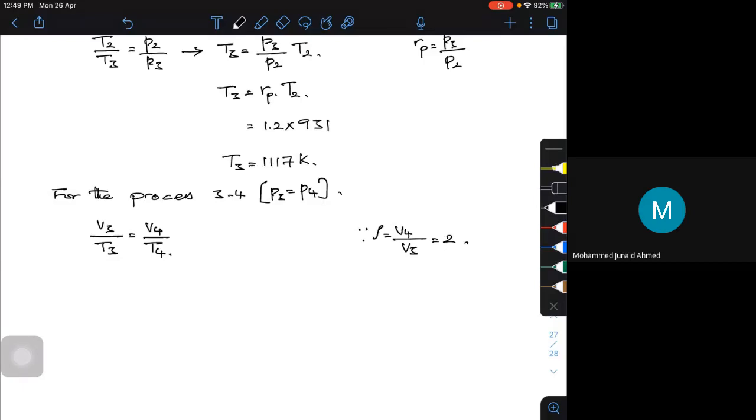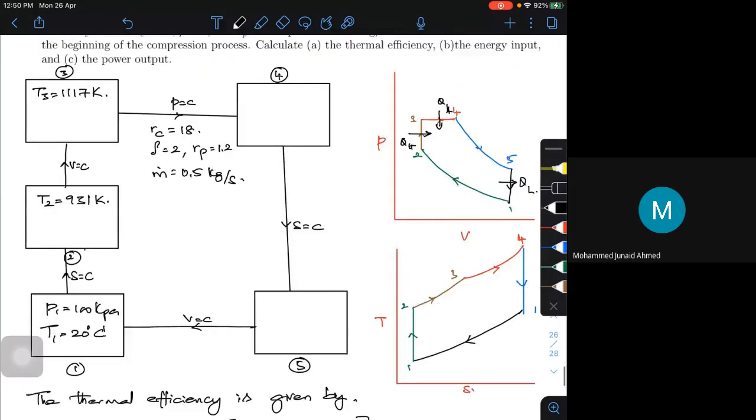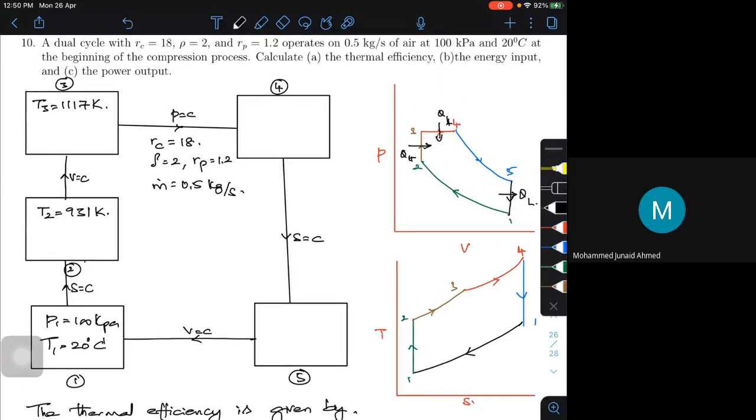Okay, so therefore T4 is equal to V4 by V3 into T3. They gave V4 by V3 as 2 into T3 as 1117 Kelvin. So I will be getting 2234 Kelvin. So I got my T2, I got my T3, and I got my T4. So T4 is equal to 2234 Kelvin.